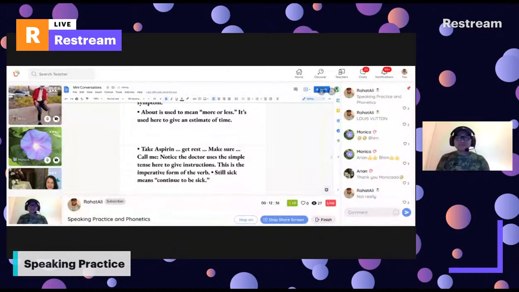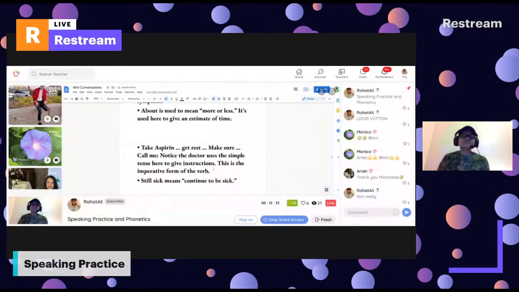Do you know what is called imperative form in the sentence? Does anyone? Imperative form. Yeah, imperative. I'm writing it. In what sentence, teacher? Imperative sentence.